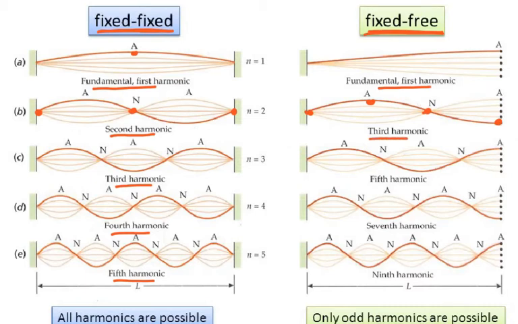But in this case, they say fundamental or first harmonic, and then the third harmonic, because it's 3 over 4. It was 1/4 wavelength here, L is equal to 1/4 wavelength. Here you had 3/4 wavelength. Here you had 5/4 wavelength. So they call it first harmonic 1/4, third harmonic 3/4, fifth harmonic 5/4, seventh harmonic 7/4, and so on. So that is good to know.